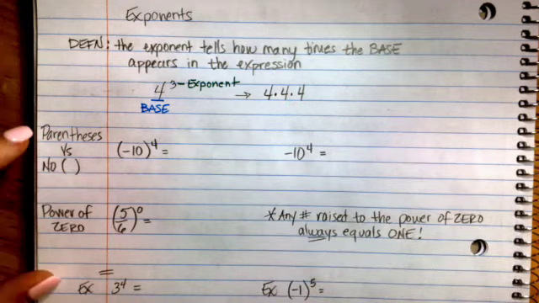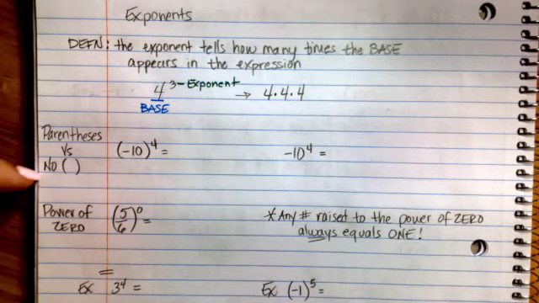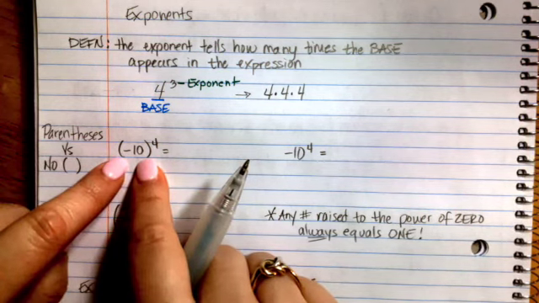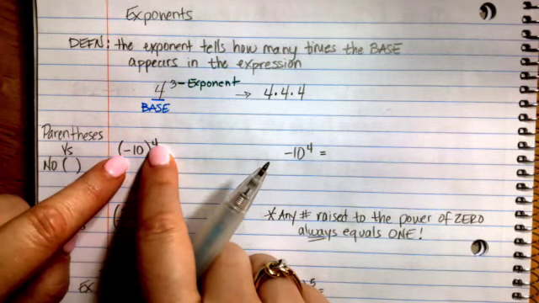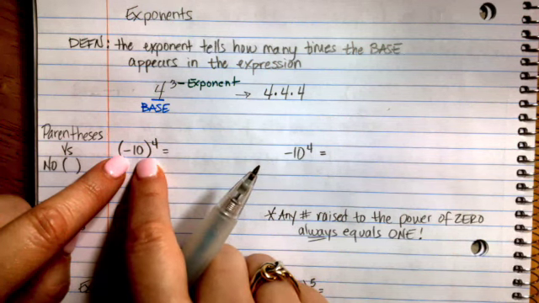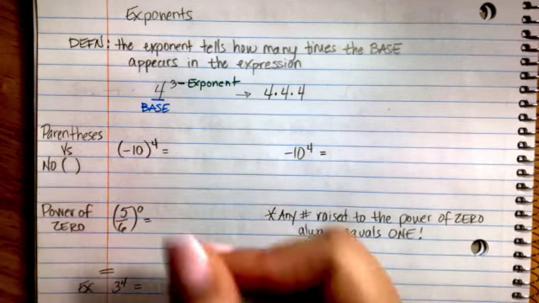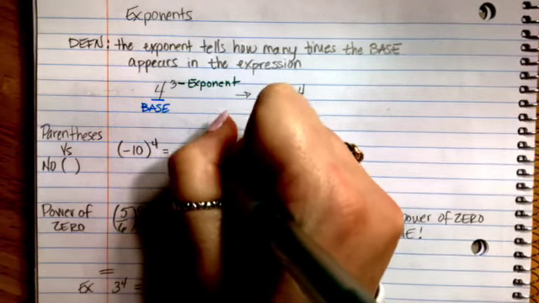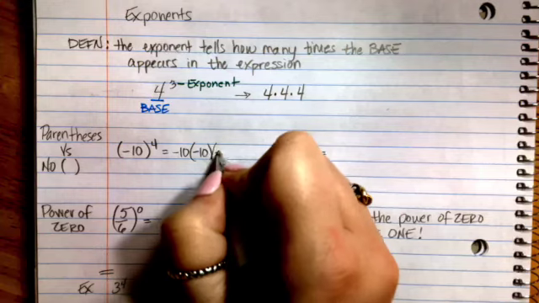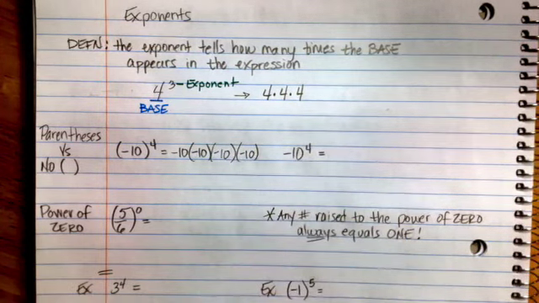All right, so there's parentheses versus no parentheses. When you have an integer with parentheses around it and an exponent, that's telling you that you need to write this whole thing 4 times. So you'll do -10 times -10 times -10 times -10. And then obviously you work it out if they ask you to.